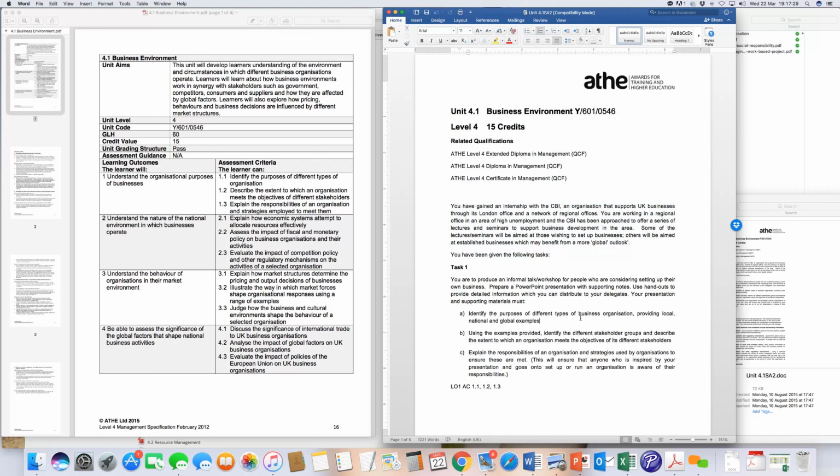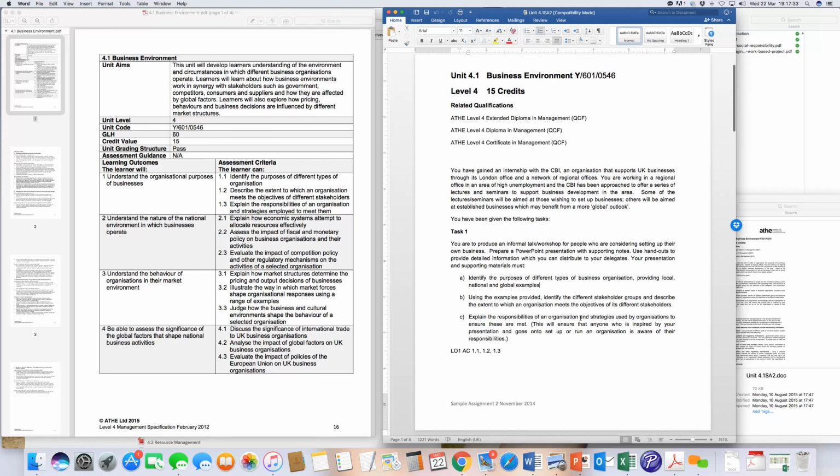Okay, so the context, as we call it, or the storyline is actually present in the Word document. And then in the second part, it will ask you to produce a specific document or a specific type of evidence which is required to meet the criteria. So if you look at task 1, for example, it says you are required to produce an informal talk/workshop for people who are considering setting up their own business. Prepare a PowerPoint presentation with supporting notes. Is that okay?